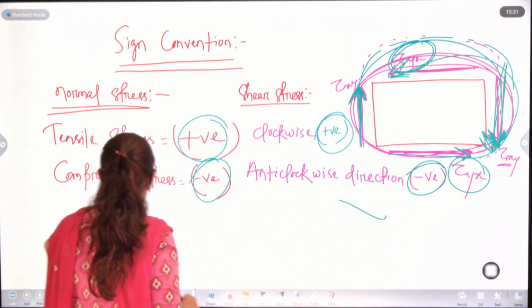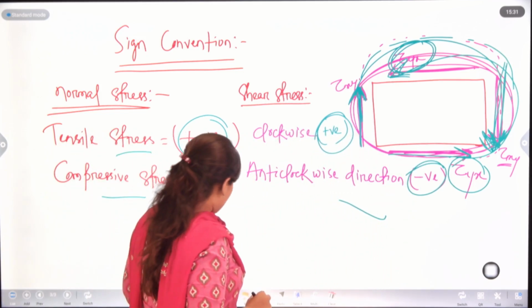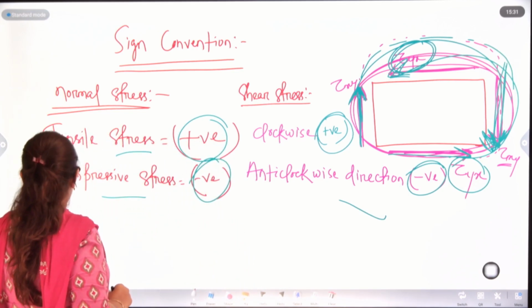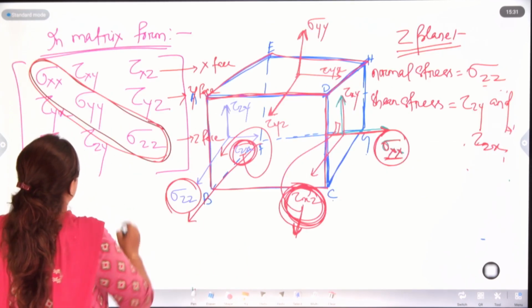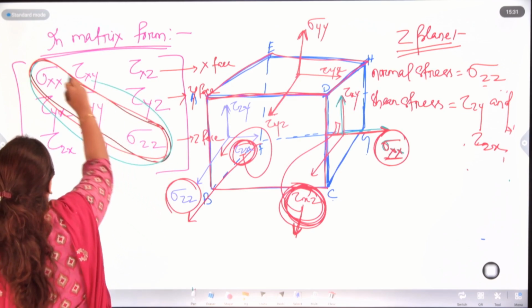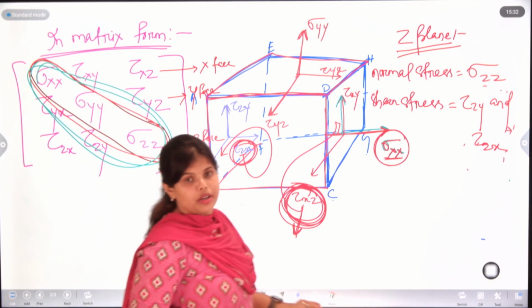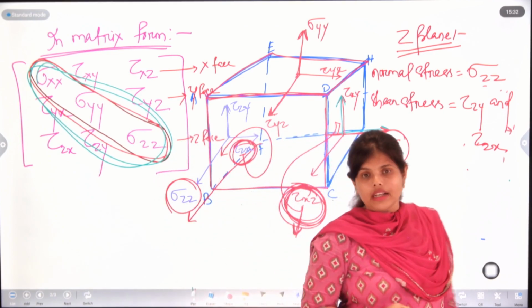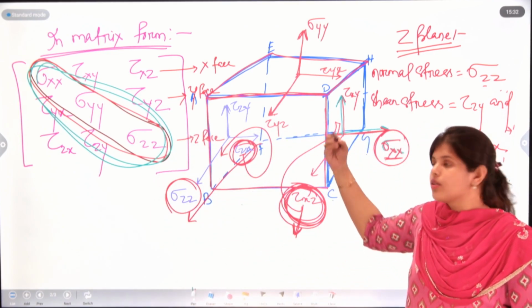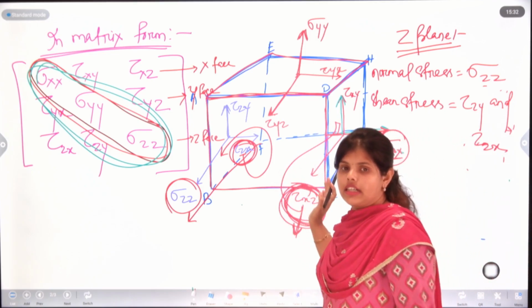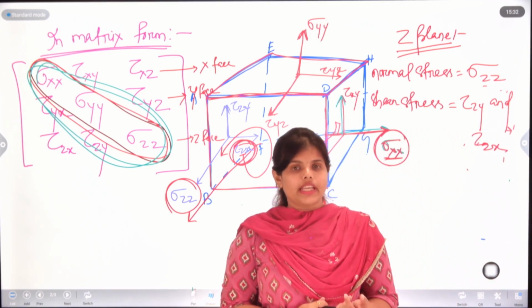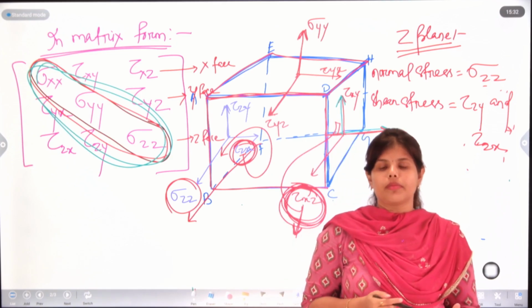So, we have understood the sign convention, how to form the matrix of a compound stress, and how to know in which plane the stresses are acting. In this class we have completely understood compound stresses.